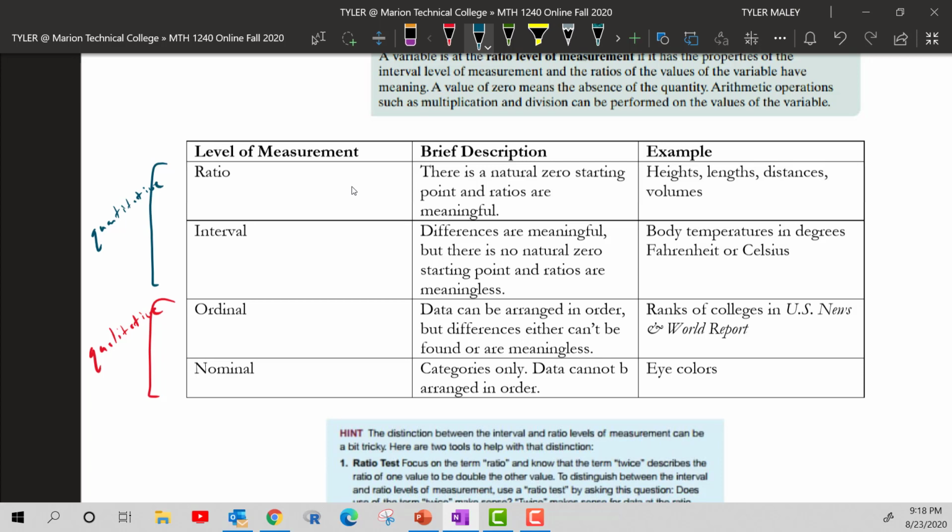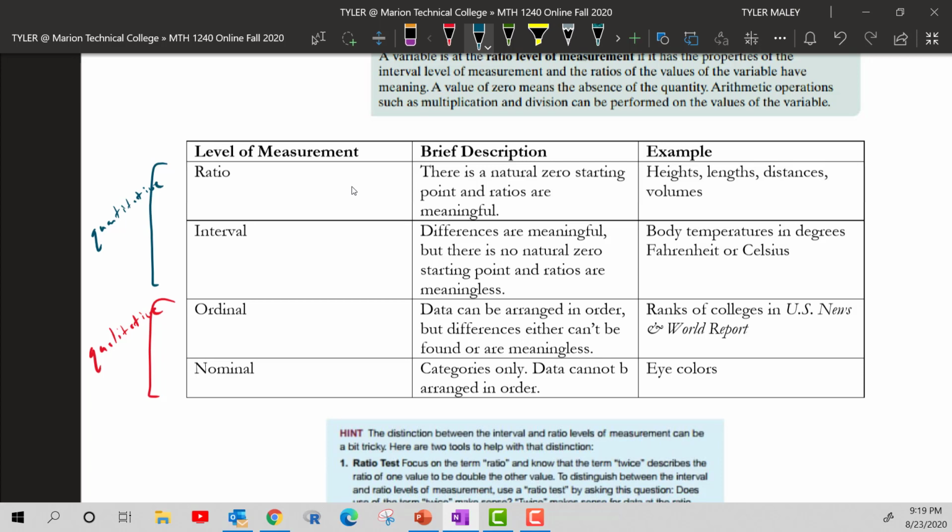might be a little harder. So ratio has what we call a natural zero, and also ratios are meaningful, right? Where an interval is we have a quantitative situation, but there's no natural zero and ratios are meaningless, right? So if we look at some examples, a ratio, one is height, right? So if I measure the height of someone, there's a natural zero. If you are 0 inches tall, it means that you have no height, right?